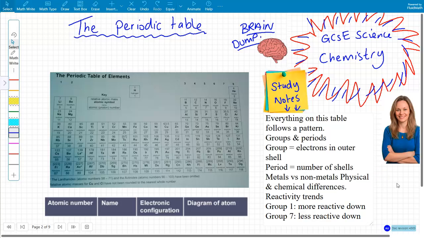Hi everyone, welcome to my lesson on the periodic table chemistry topic. I'm going to go back to basics a bit here, but I'm going to give you some advice.